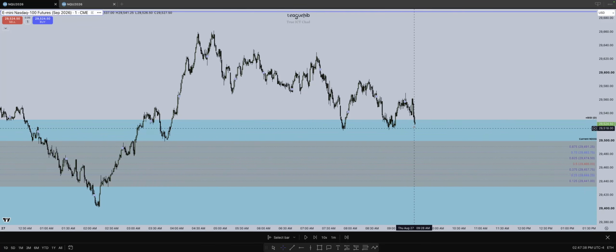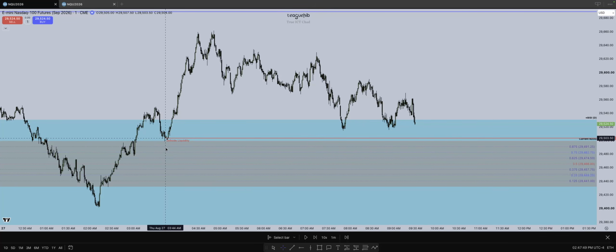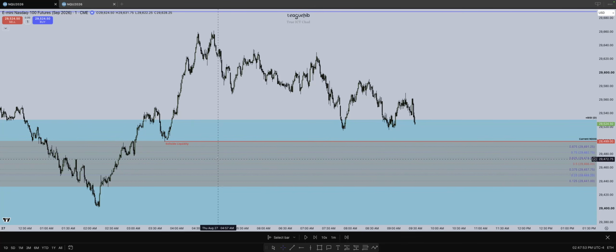But look what else we have, right? We do have a measure of sell side. We have clean, super, super clean relative equal lows, right? We also have some relative equal lows right down here, which is nested above the current new day opening gap.